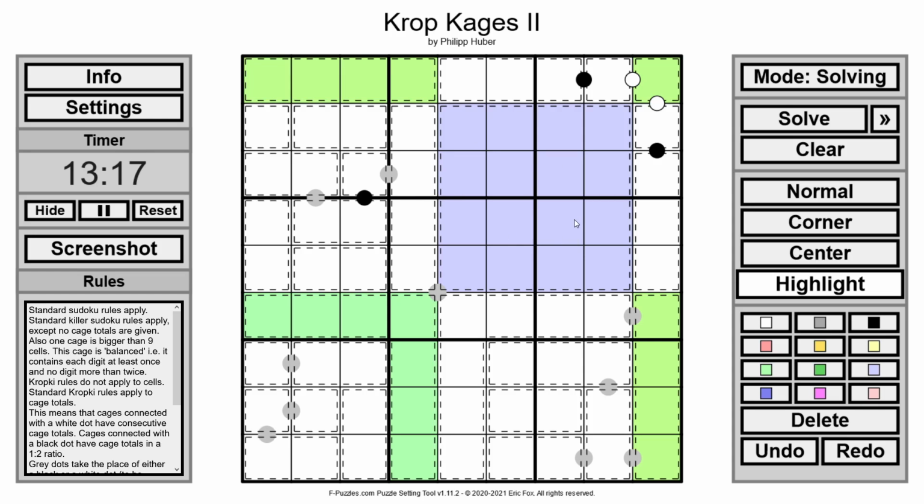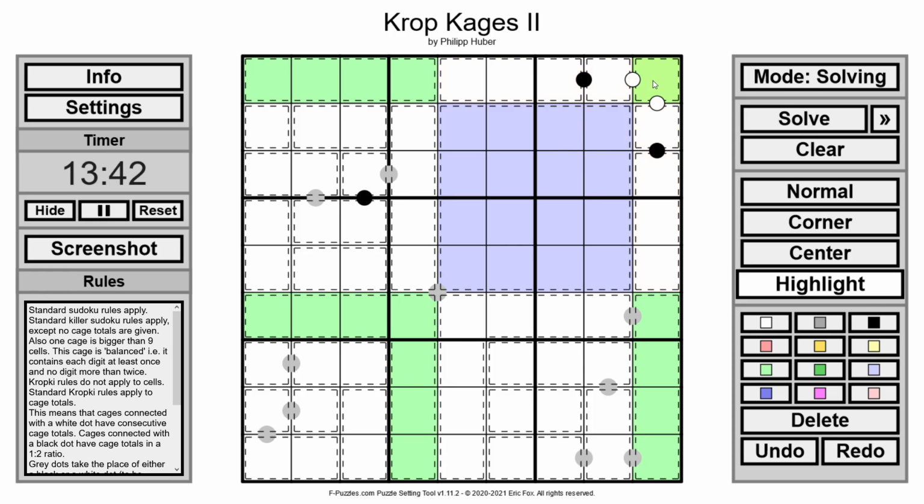This is the first thing we notice, and then we want to find out how we can use this information. How can we calculate something with these cells? And here it's where we have to look at the Krop key clues in the top right corner.